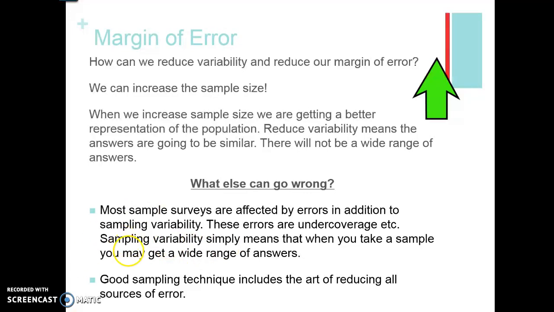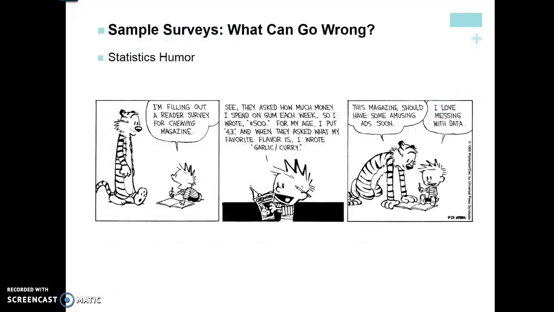One of those is undercoverage. All right. That means, remember, that we don't get everybody in the population. So sampling variability simply means that when you take a sample, you may get a wide range of answers within your different groups if you don't sample correctly. So good sampling techniques include all kinds of art. So it's like an art, and how to reduce sources of error.